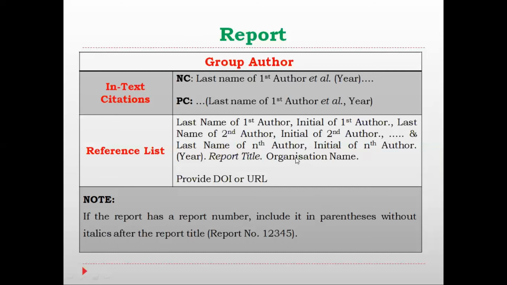If the report also has a report number, just like we talked about, you can include it within parentheses after the report title. For example, report number 1, 2, 3, 4, 5 will be placed here. You got it? All right. So this is how you will write a reference for a report that is published by any organization.